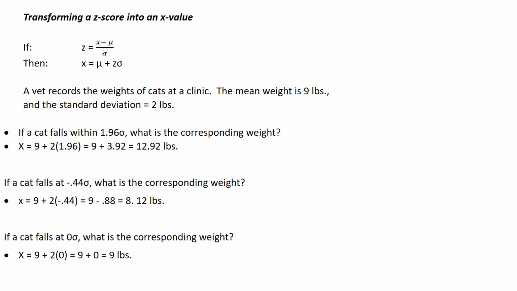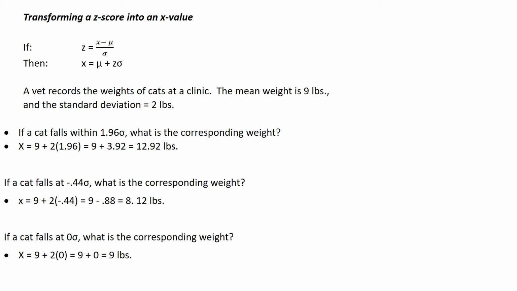What if a cat falls in minus 0.44 deviations? It will be 9 plus 2 times negative 0.44, which is negative 0.88. 9 minus 0.88 equals 8.12 pounds.